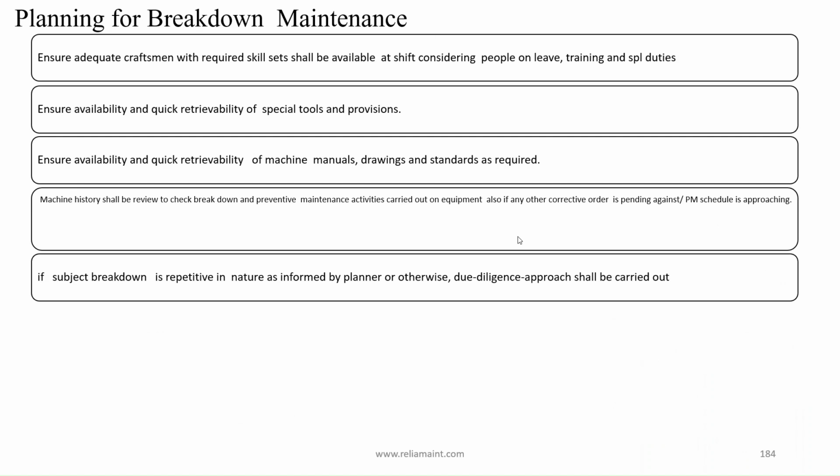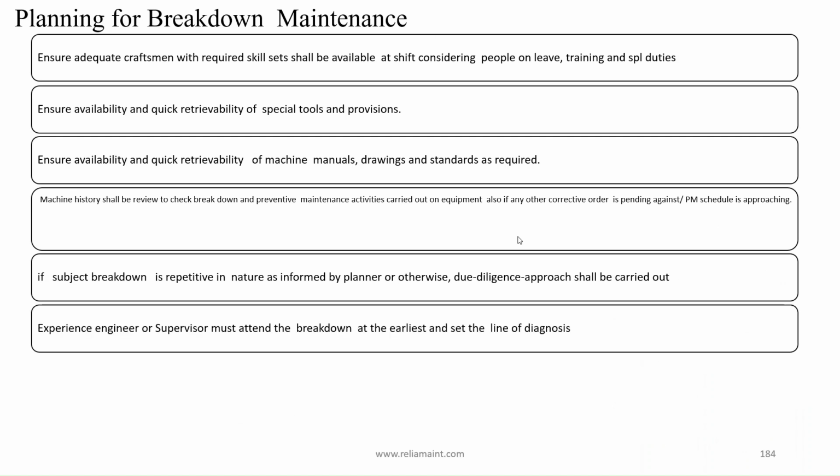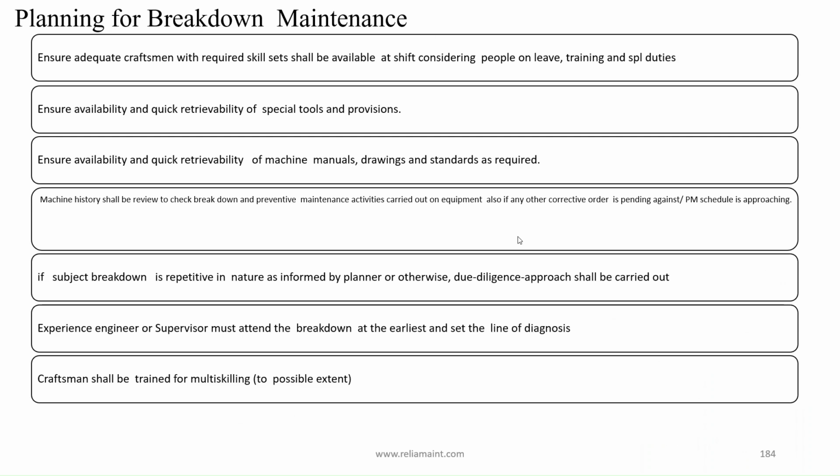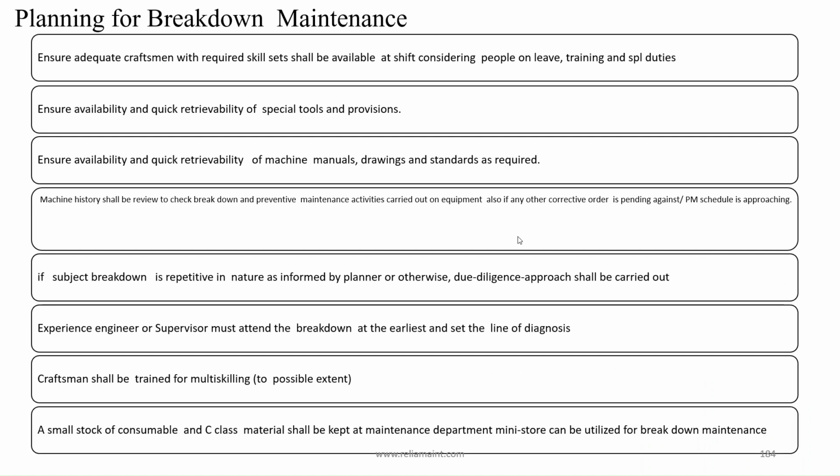If the subject breakdown is repetitive in nature, as informed by the planner or otherwise, a due diligence approach shall be carried out. An experienced engineer or supervisor must attend the breakdown at the earliest and set the line of diagnosis. Craftsmen shall be trained for multi-skilling to the possible extent. A small stock of consumables and C-class material shall be kept at the maintenance department. A mini store can be utilized for breakdown maintenance. To the extent possible, ready assemblies shall be kept for machines and used during breakdown rectification.